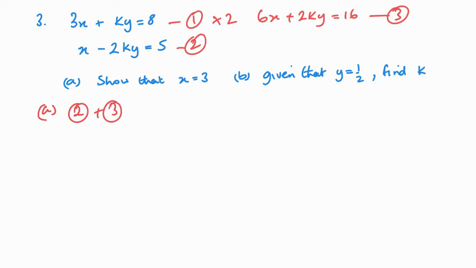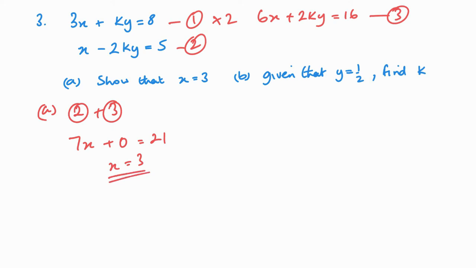So x plus 6x is 7x, the minus 2ky plus 2ky is 0, and 5 plus 16 is 21. So x there is 3. And we've shown part A correct.